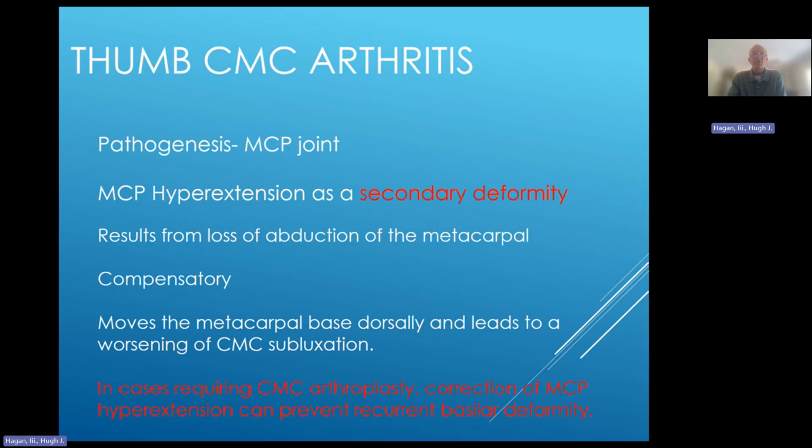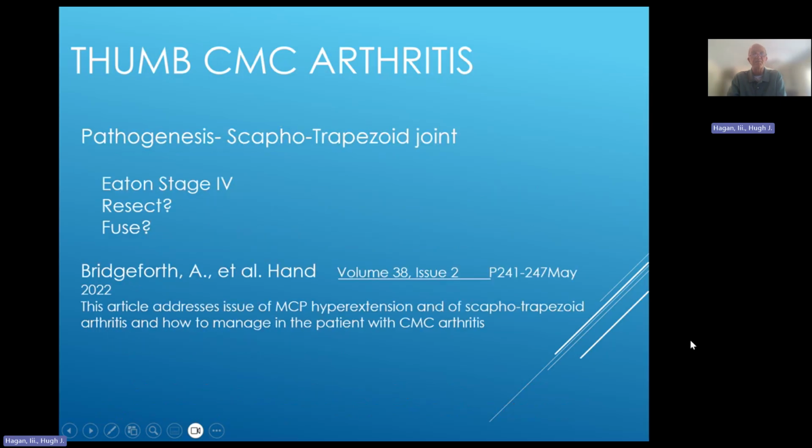So in cases in which you have to do a CMC arthroplasty surgically, correction of the MCP hyperextension can prevent recurrent basilar deformity. And the degrees of hyperextension and the recommendations for that we'll cover a little bit, but suffice it to say it can be anything from splinting to fusion and soft tissue procedures in between.